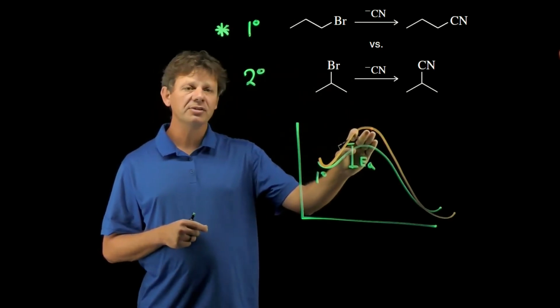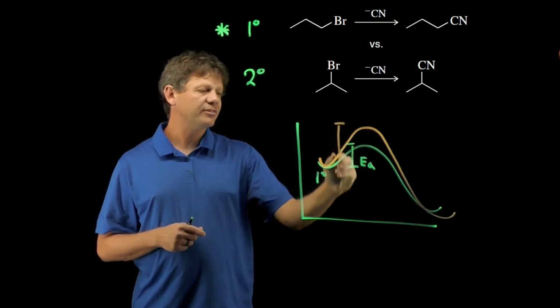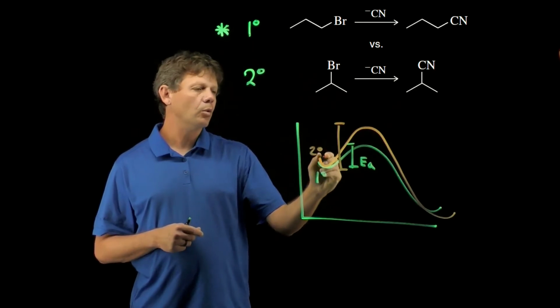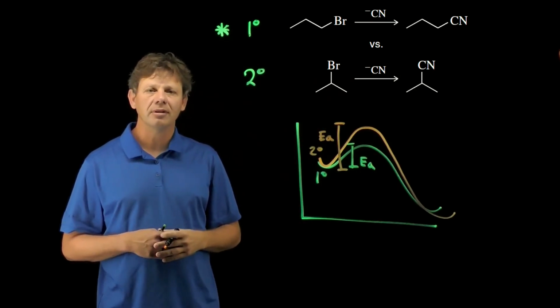But the higher transition state energy as a result of that steric hindrance will allow the secondary reaction, again in orange, to have a higher activation energy and therefore be a slower reaction.